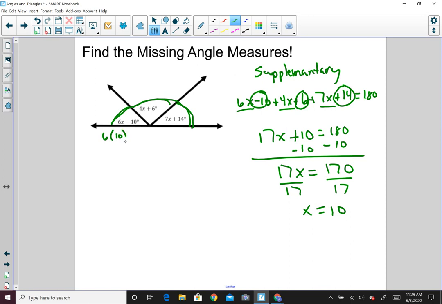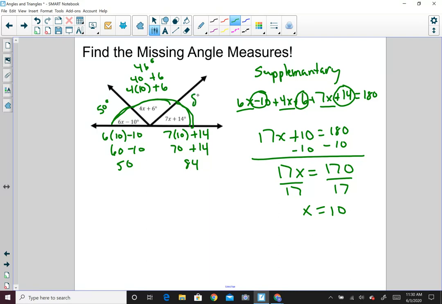6 times 10 minus 10. 6 times 10 is 60. 60 minus 10 is 50. So this angle is 50 degrees. 4 times 10 plus 6. 4 times 10 is 40, plus 6 is 46. So this angle is 46 degrees. 7 times 10 plus 14. 7 times 10 is 70. 70 plus 14 is 84. So this angle is 84 degrees.